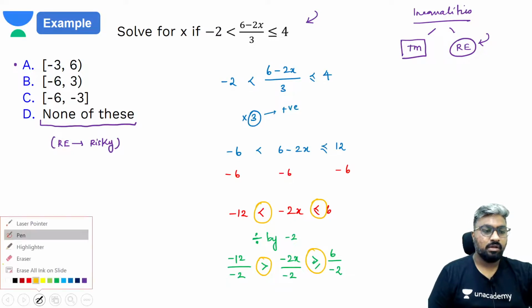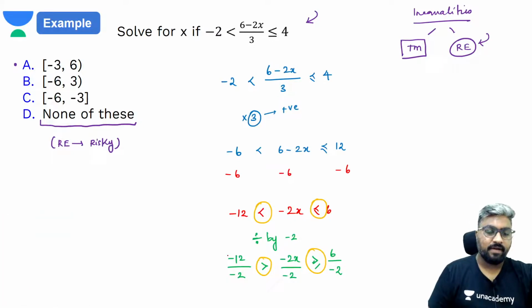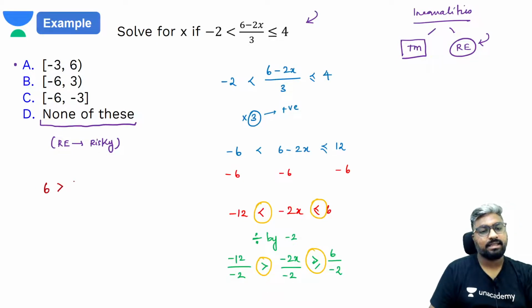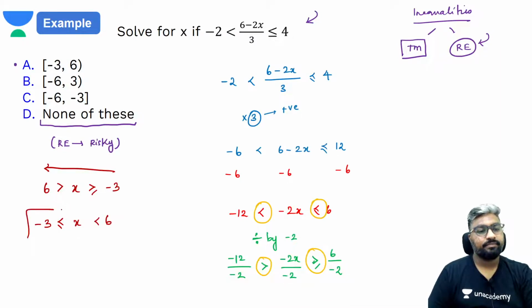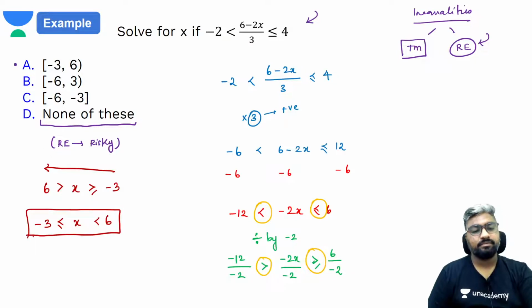Alright, now what do we have to do? We have to finalize this. So minus minus cancel, 12 by 2 is 6 is greater than, minus 2 cancel, x is greater than or equal to minus 3. Or in other words, if we rewrite this, it will become minus 3 is less than or equal to x, which is less than 6. We are writing it in reverse order. Is it clear, guys, everyone?